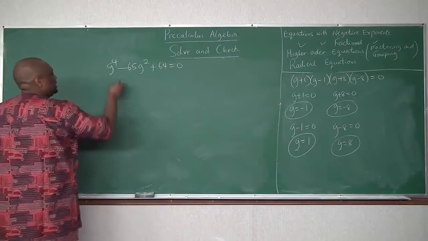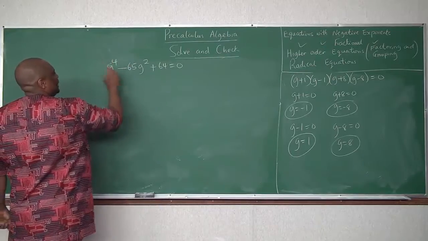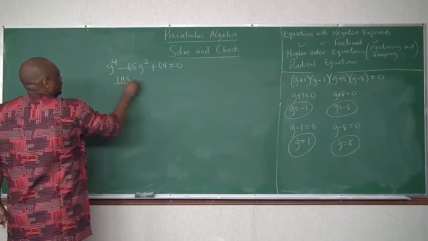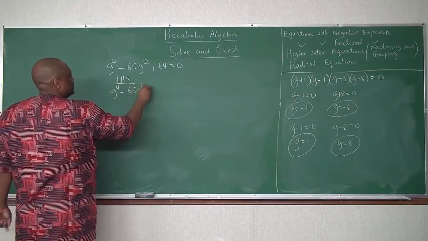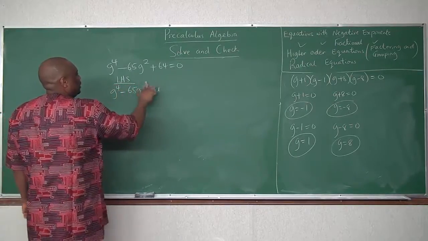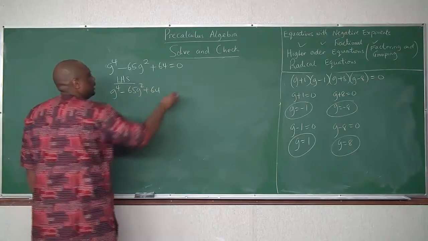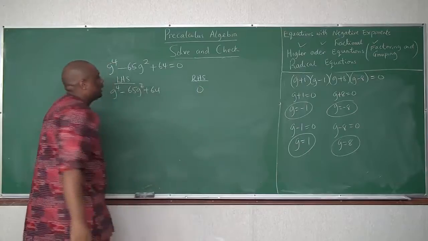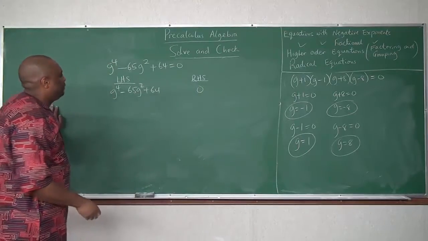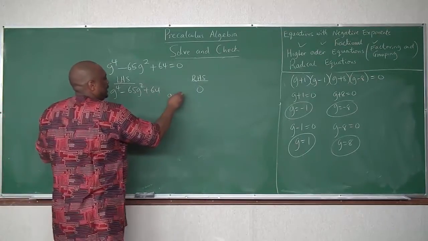Okay. So the left-hand side is g to the 4th minus 65 g squared plus 64, and the right-hand side is 0. Okay, so we check with g equal to negative 1.